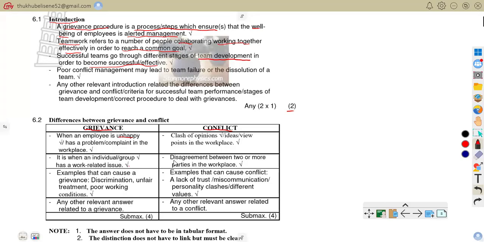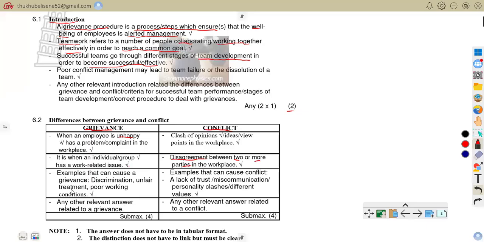But with conflict, we have a disagreement between two or more parties. Once they clash and disagree, you call it a conflict. If they don't agree with one another, it means it's a conflict. So conflict is all about a disagreement that is taking place.